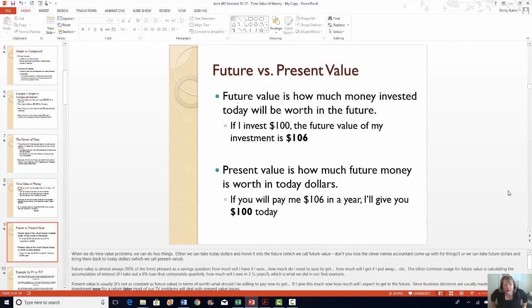So, future value versus present value. Future value is how much money invested today will be worth in the future. So, if you had, and Bitcoin is great on this, okay?